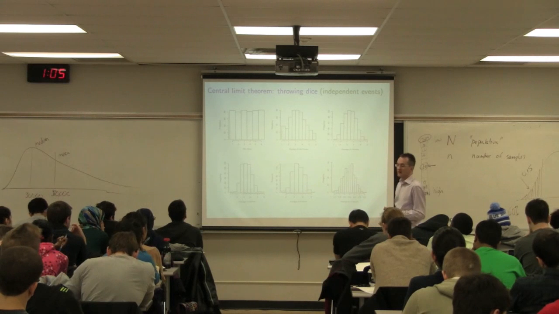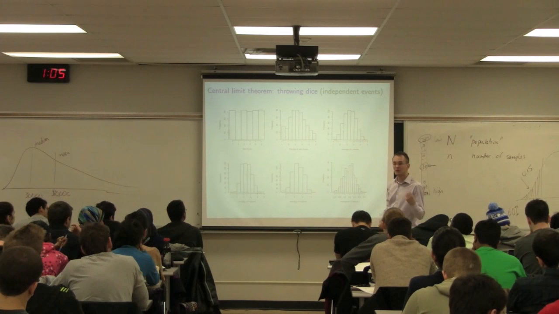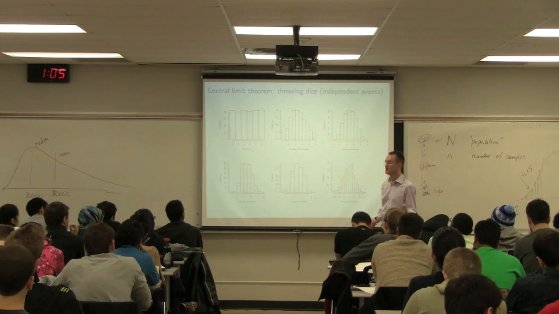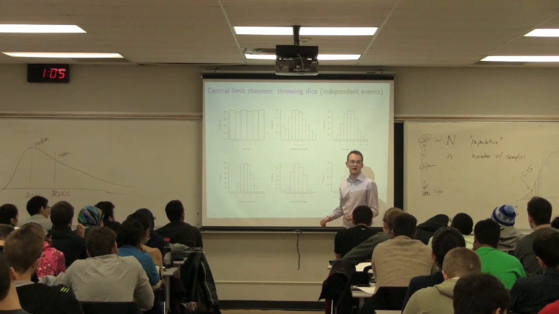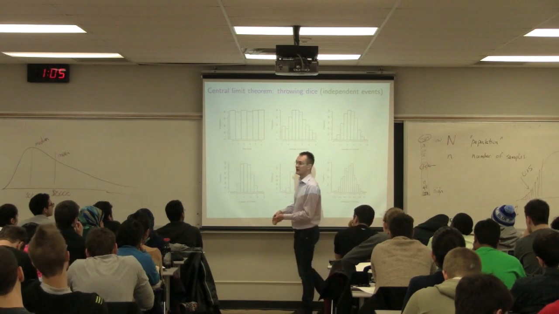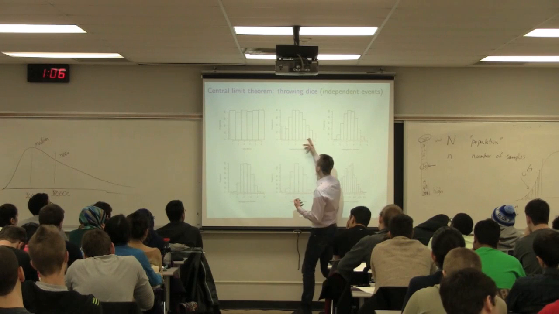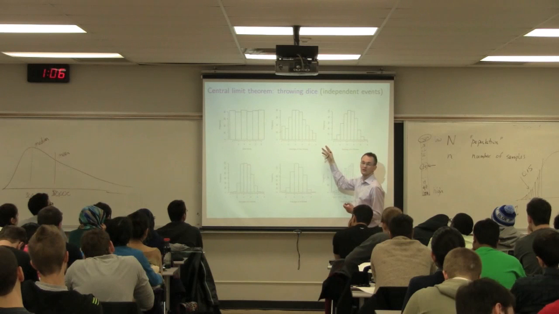Now I throw that same dice, I throw it once, I throw it twice. Take those two values and compute the average of the two. Now I throw it another two times, compute the average of the two. Throw it another two times, compute the average of the two. I do that 500 times. I'm going to get that distribution for those values.